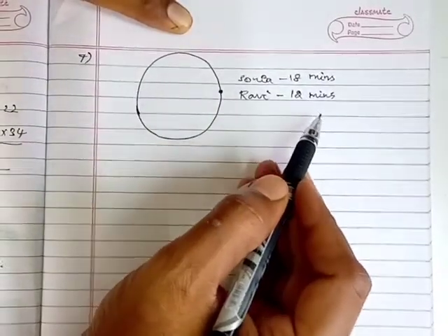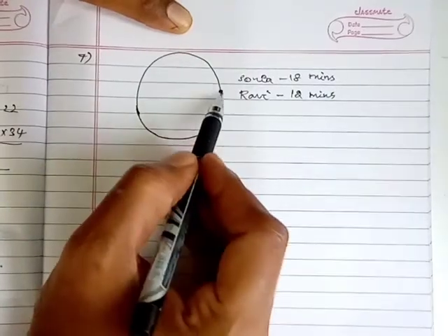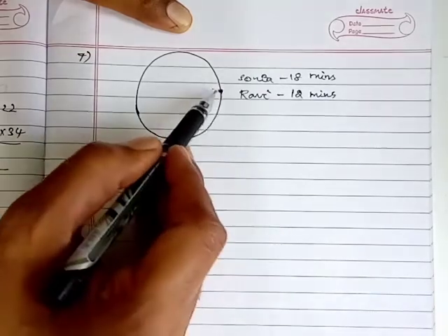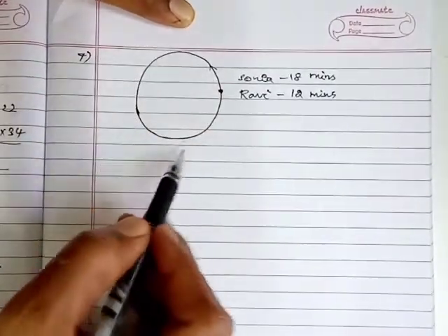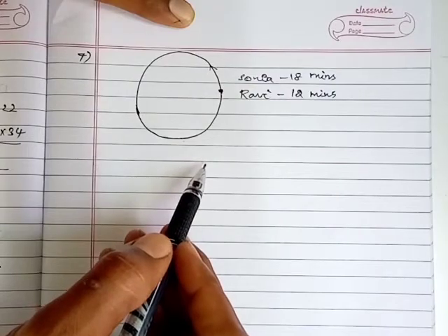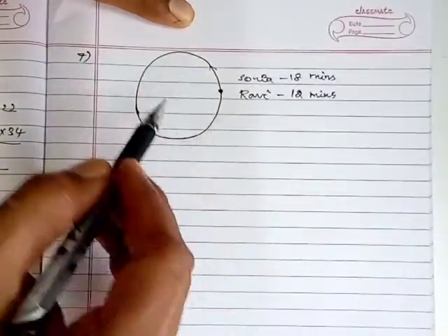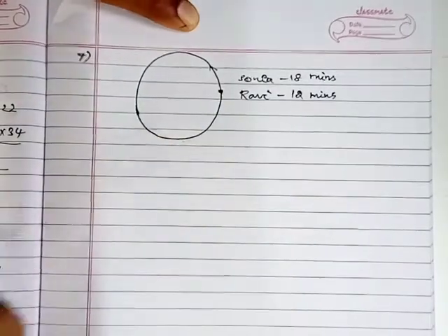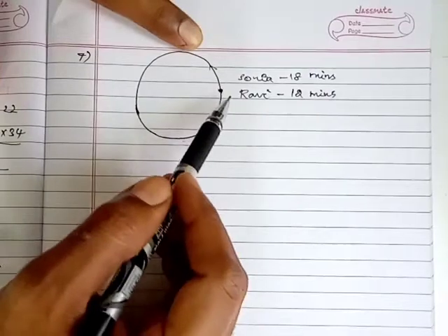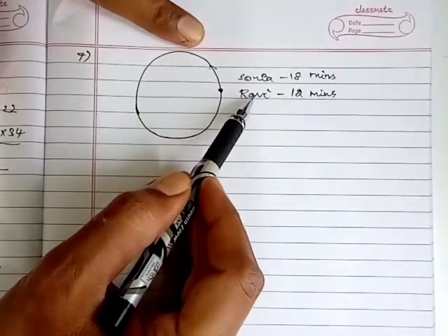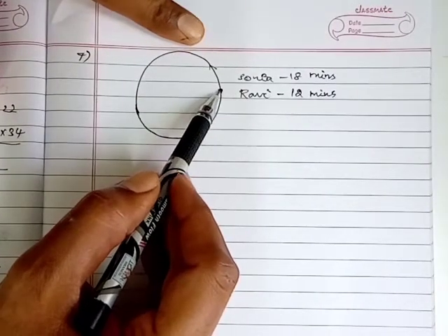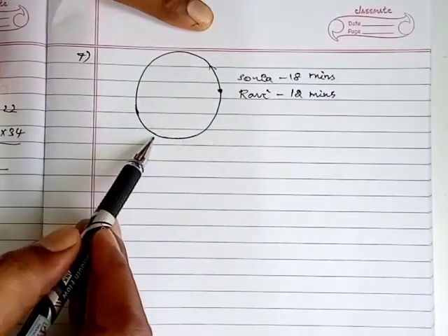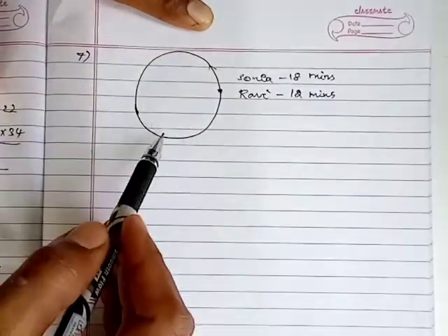Suppose they both start at the same point, at the same time, and go in the same direction. After how many minutes will they meet again at the starting point? How will we find this? You just imagine both are starting at the same time, right? So Ravi will go before Sonia, right?